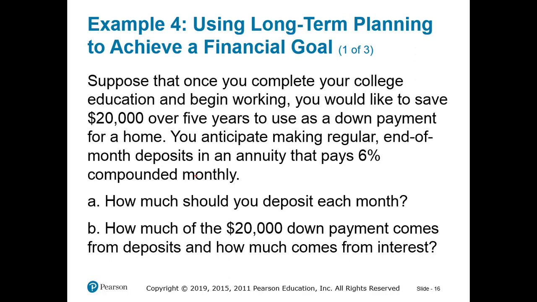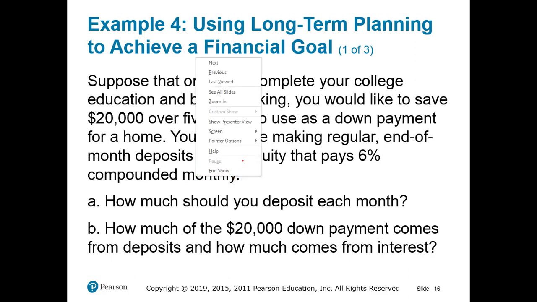Okay, so let's say once you complete your college education and begin working, you would like to save $20,000 over 5 years to use as a down payment on your home, which is not a bad idea. You anticipate making regular end-of-the-month deposits into an annuity that pays 6% compounded monthly. So the question is, how much should you deposit each month to reach your goal?